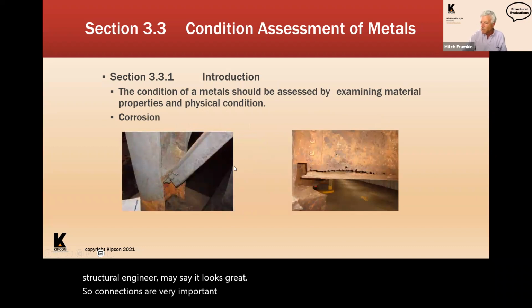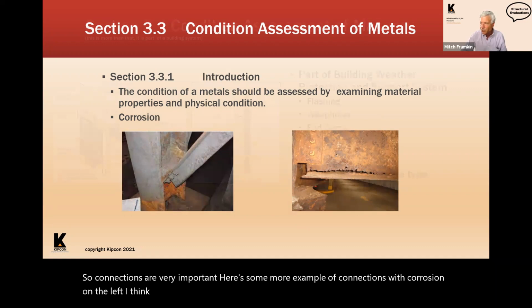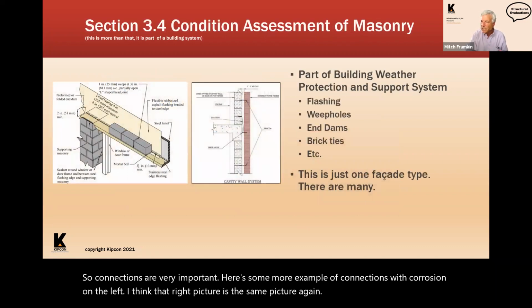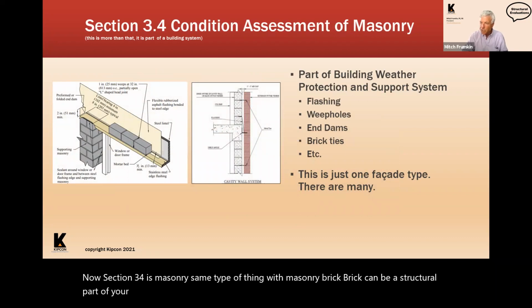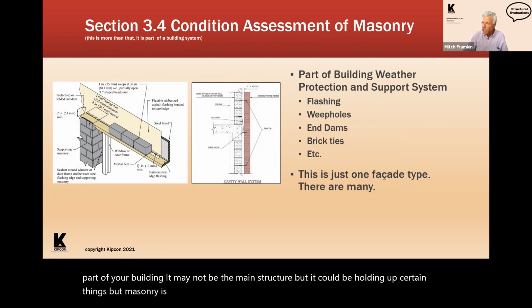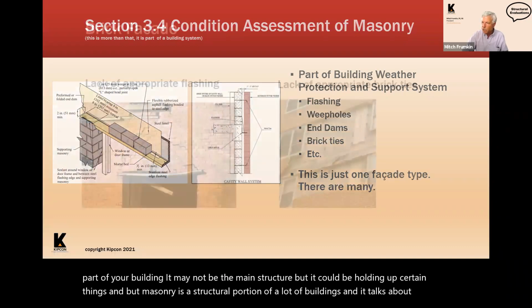Here's some more examples of connections with corrosion on the left. I think that right picture is the same picture again. Now, section 3.4 is masonry. Same type of thing with masonry. Brick can be a structural part of your building. It may not be the main structure, but it could be holding up certain things. But masonry is a structural portion of a lot of buildings, and it talks about looking at the masonry and how to look at it.